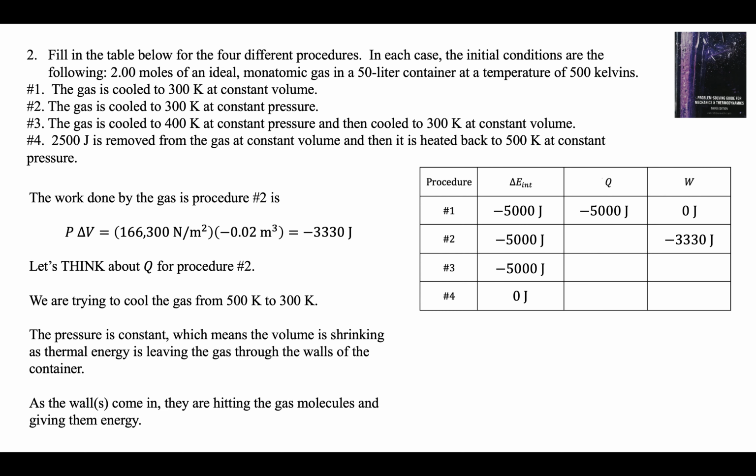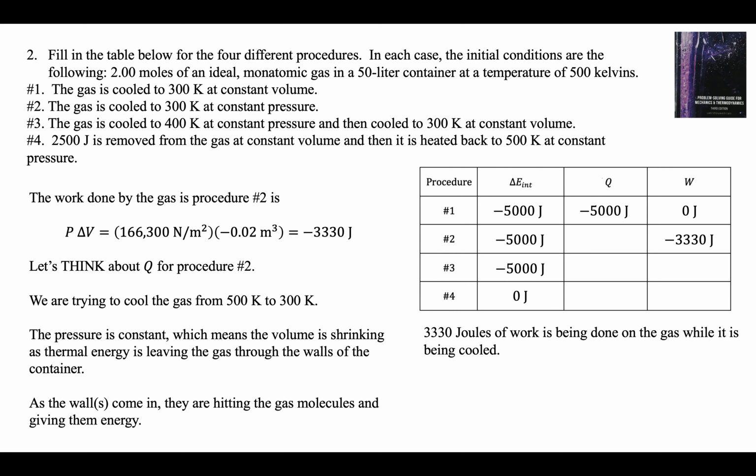So when the walls come in, the piston comes in, they're hitting the gas molecules. They're giving them energy. They're doing work on the gas. This W is the work done by the gas, which is negative. So 3,330 joules of work is being done on the gas while it's being cooled by the piston.